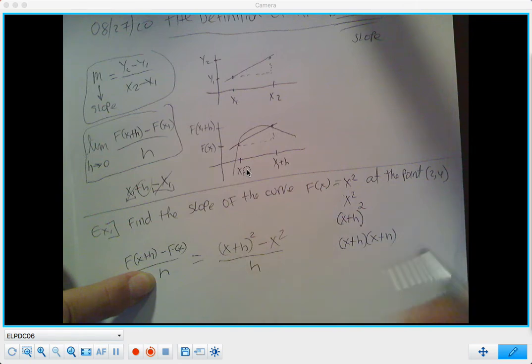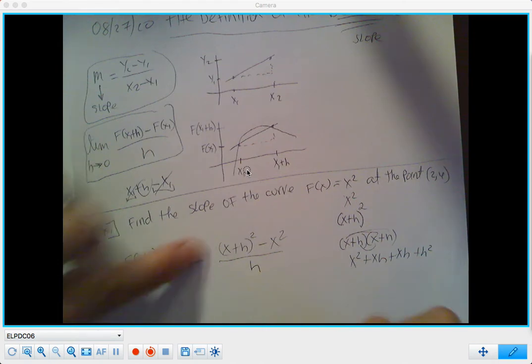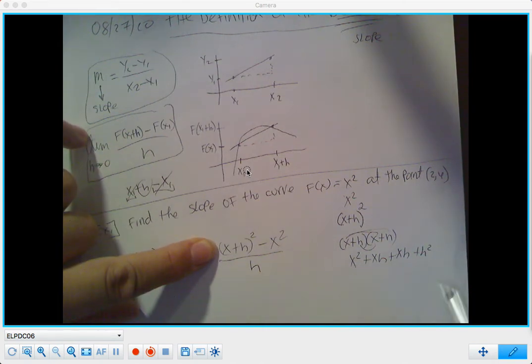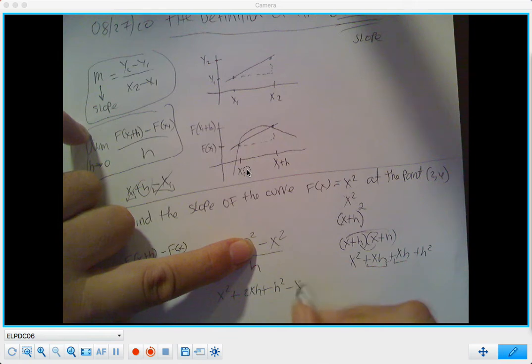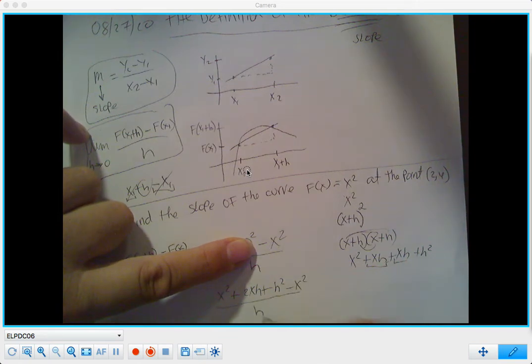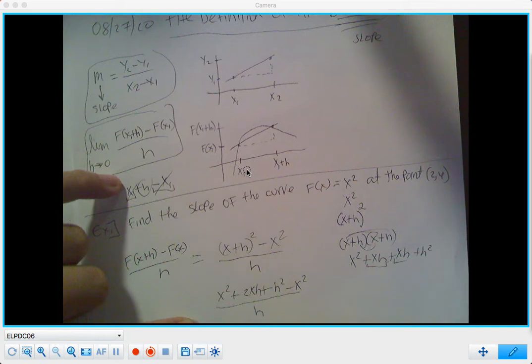The square means 2. So we simplify. So x squared plus xh plus xh is the same thing, and then plus h squared. That's the top. So instead of writing this, I'm going to write this. So I have x squared plus, these go together, 2xh plus h squared, and then I still have a minus x squared, and then don't forget the h on the bottom. And then you simplify a little bit more.